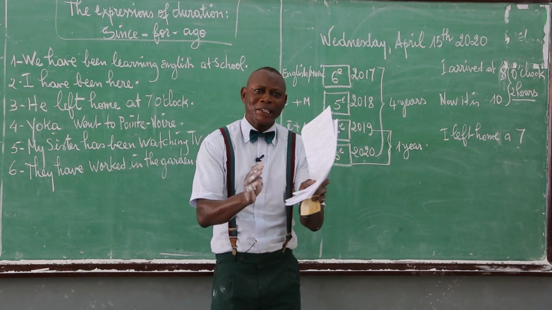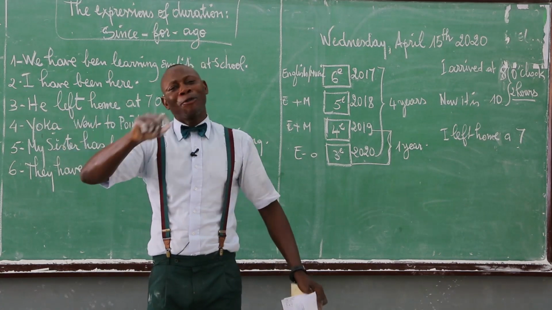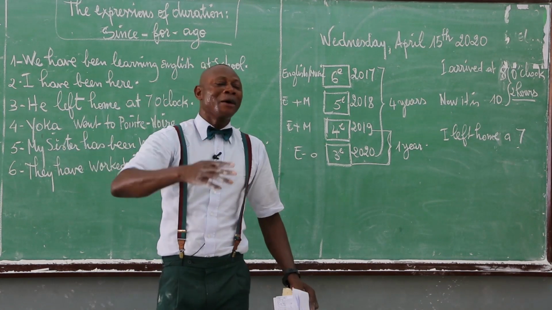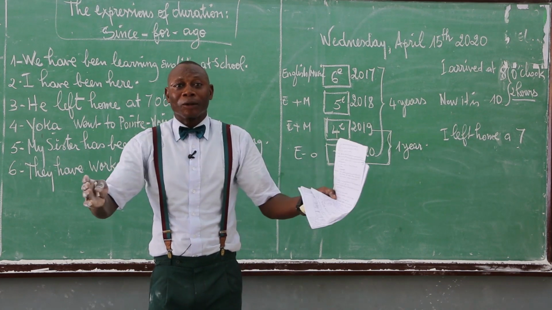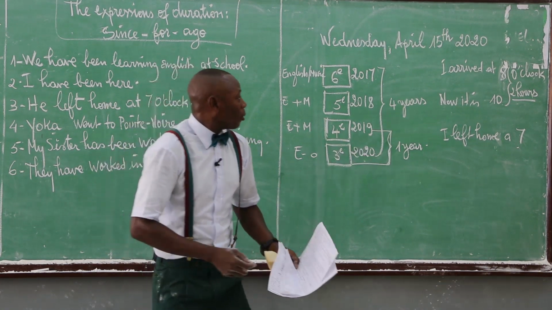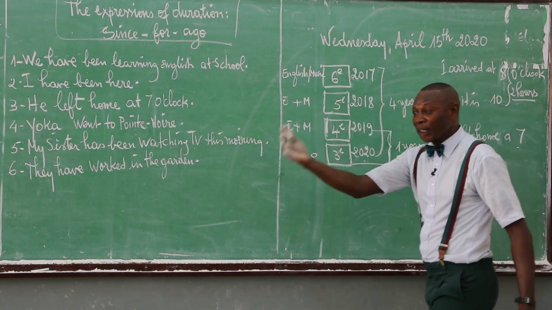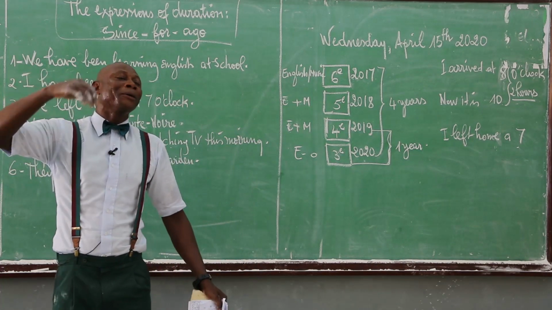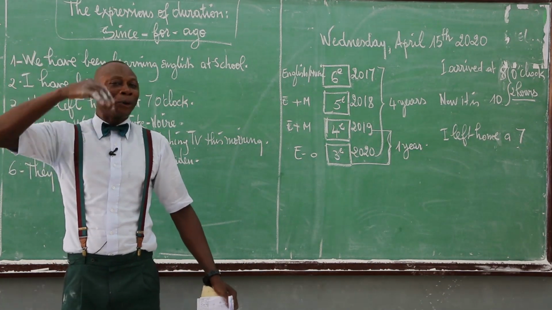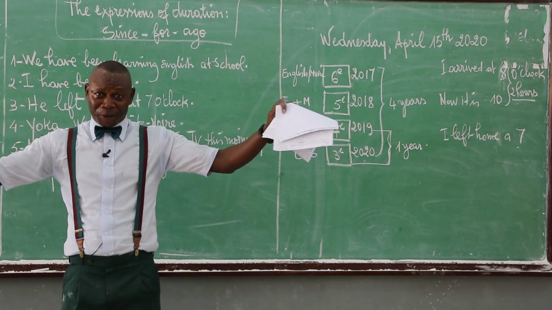So we have got many expressions, okay? For 2 hours, for 1 week, for 2 days, for 2 months, for 2 weeks, for example. For 2 minutes, 2 hours, 2 days, for 2 months, for 2 years. So here the duration is given in length, okay?